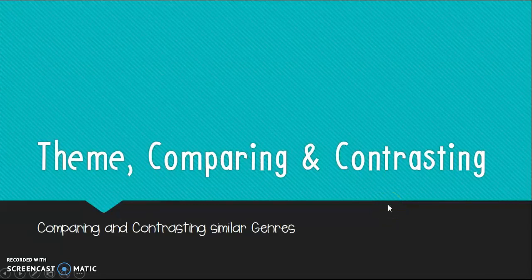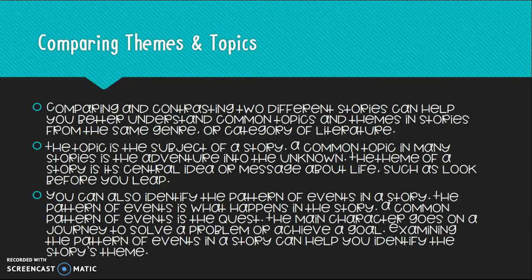Okay, guys, so we're going to continue looking at how to compare and contrast different stories in the same genre. So let's look at this. Remember, when we compare themes and topics, we are comparing and contrasting two different stories to help us better understand common topics and themes in the stories from the same genre or category of literature.